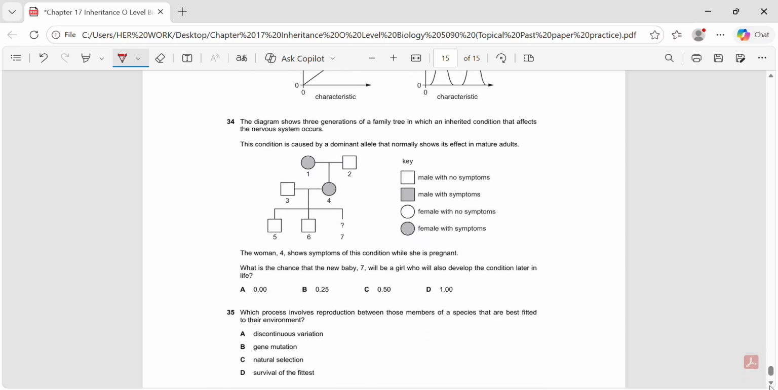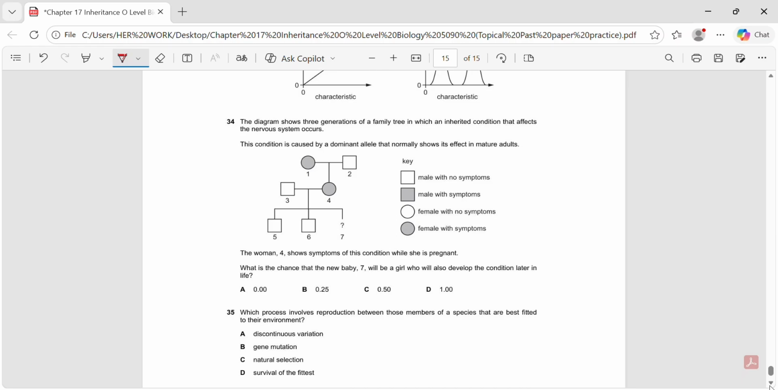Next, the question asks about a family tree showing 3 generations, where an inherited condition affecting the nervous system is present. This condition is caused by a dominant allele that usually appears in adulthood. The question is asking, what is the probability that baby 7 will be a girl who will also develop the condition later in life? First, we identify the genotypes. Since the condition is caused by a dominant allele, we represent it as capital H, while the normal allele is small h. Individuals who are unaffected must therefore be small h small h.